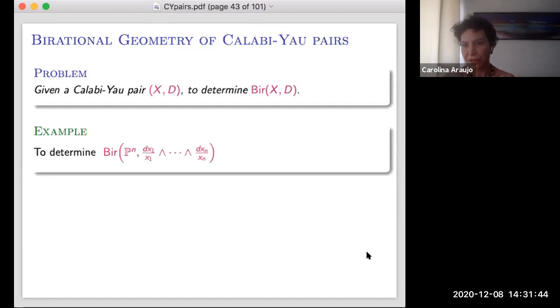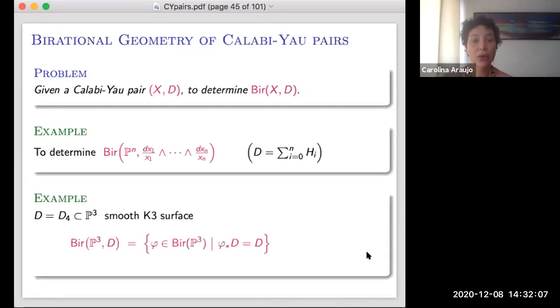But let me just recover the examples that we have seen. So for instance, this problem of determining the birational self-maps of Pn that preserve this volume form is an example of such a problem. Here, the divisor D is precisely the sum of the hyperplane sections. And also, we were looking at the case when we had a smooth quartic surface in P3.